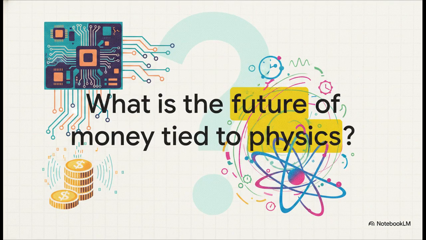Which leaves us with this final, really provocative thought to take away from this explainer. What is the future of money now that it's inextricably tied to fundamental physics? If value is no longer just paper printed by governments, but is instead pure information anchored by energy and time, well, how does that change the way we interact, trade, and build our society over the next century? It's a profound shift in human history, and understanding this equation is the very first step.